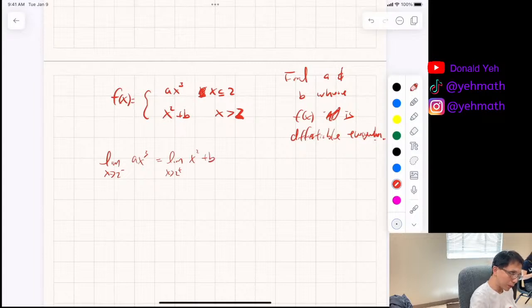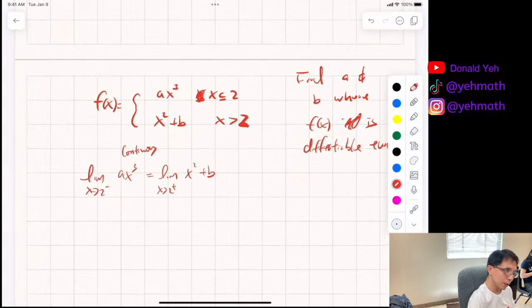So that is going to give you this, and this is going to be continuous. We can't really see. I'm sorry. So this will be making it continuous. For differentiable, you have to check the other side.